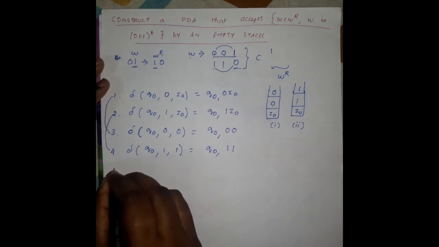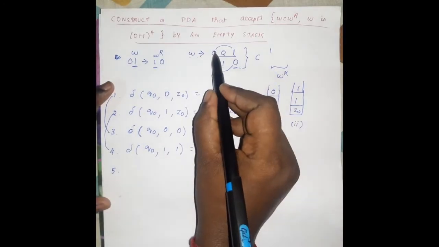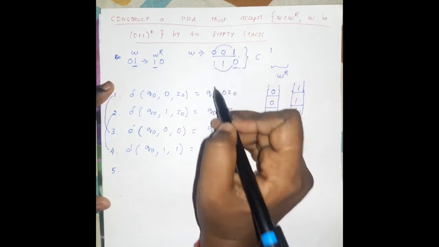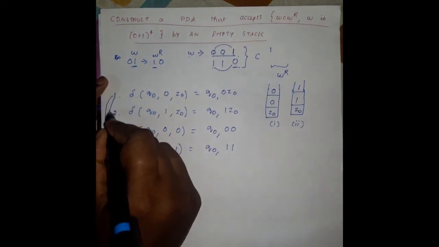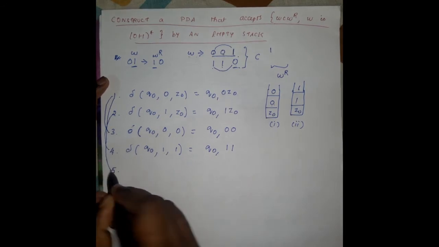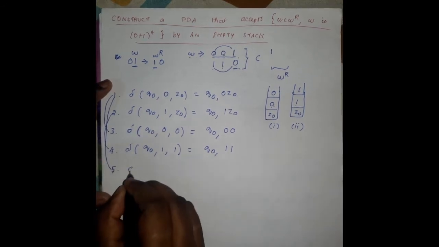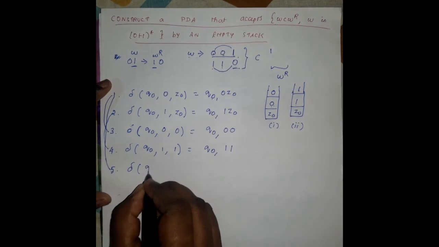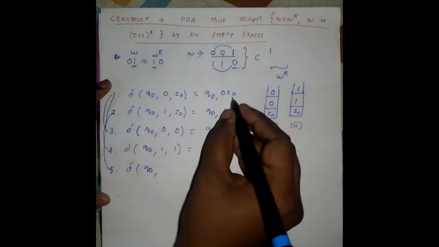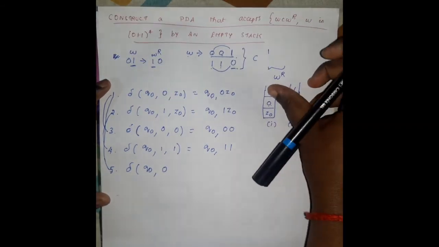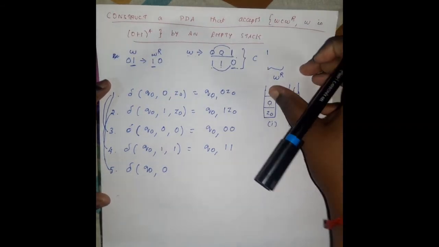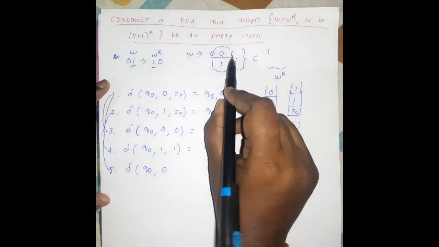So the next step is the fifth step. Here 0 is followed by 1. Right. So this step is followed by 1 after 1. Right. So delta of the current state q naught, the input symbol, the top of the input symbol is 0, because this symbol is not taken; after 0 I am going to pass one element.